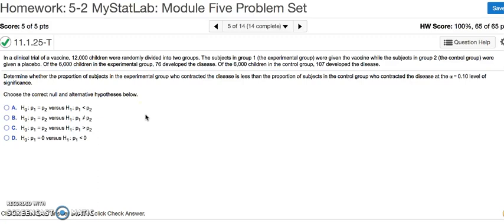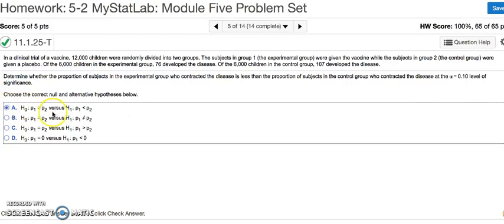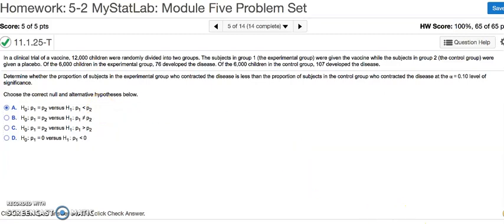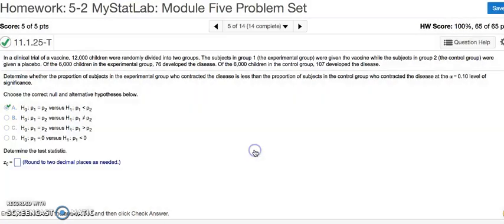So we're going to write down alpha equals 0.1 for reference. So remember, we're trying to test to see if P1, the experimental group, is less than P2. Remember from my announcement this week, I showed you how to go through that. That means that P1 minus P2 is less than 0. We're looking at P1 is less than P2, and if you just subtract P2 from both sides, you get P1 minus P2 is less than 0. So we find that alternative hypothesis right here. Let's check our answer. Nice work.